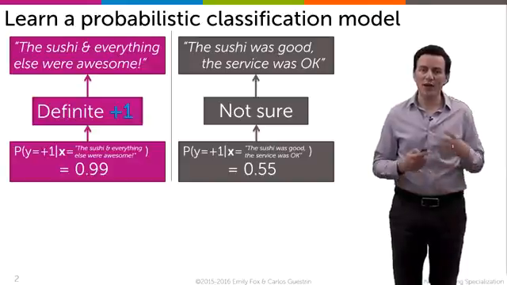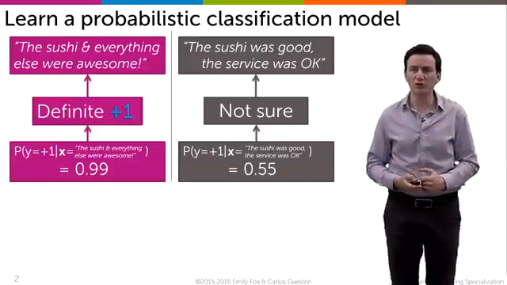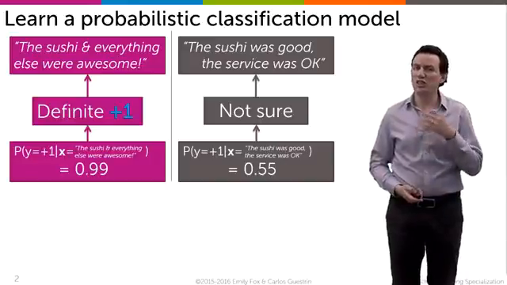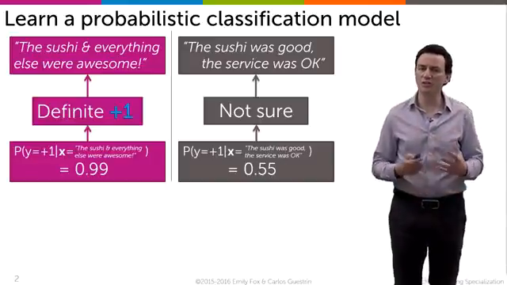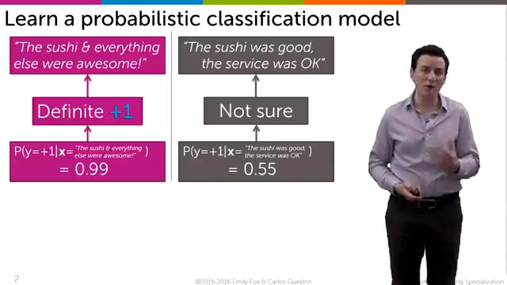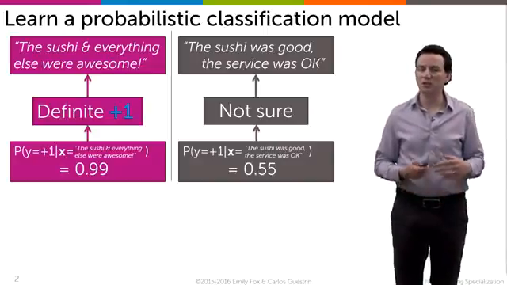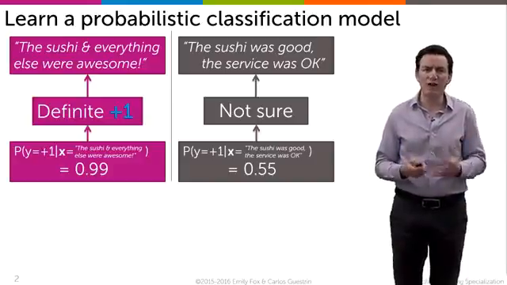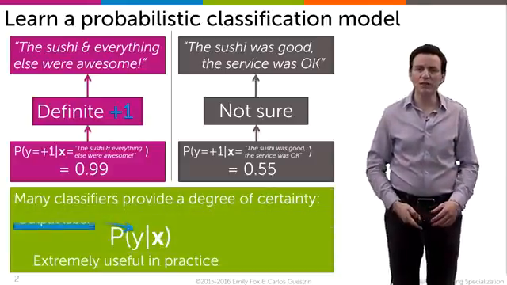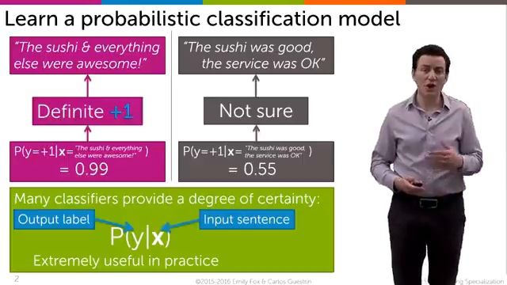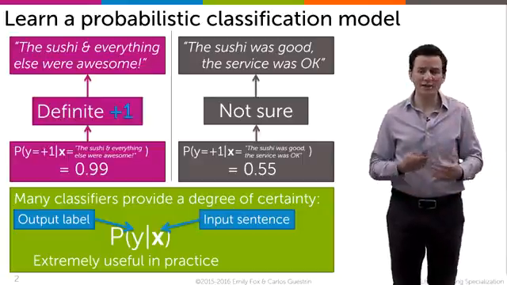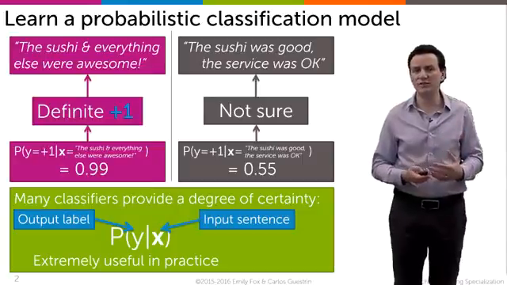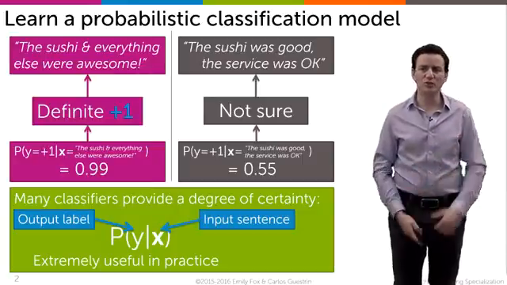Now remember, we had these product reviews or restaurant reviews, and we wanted to figure out, for example, that "the sushi and everything else were awesome" as input has a high probability of being a positive review, while "the sushi was good, the service was okay" has a probability of only 0.55 of being a positive review. In other words, we want to learn a classifier of the probability of y given x, where y is the output label, positive or negative review, and x is the input sentence, the actual review.